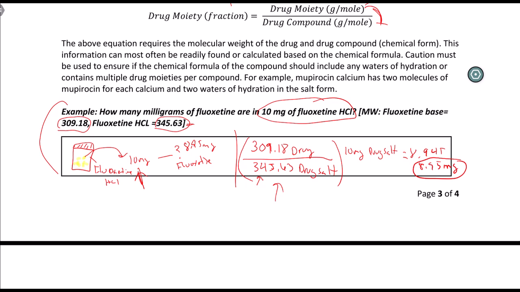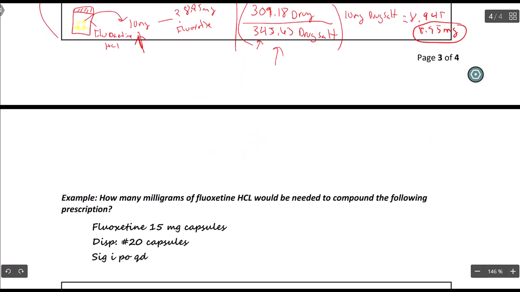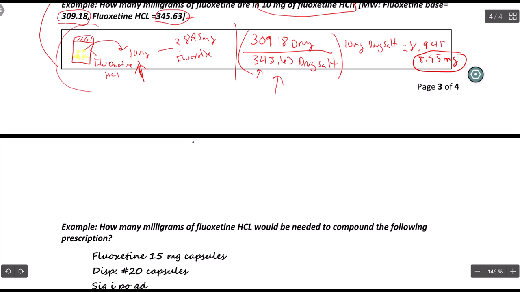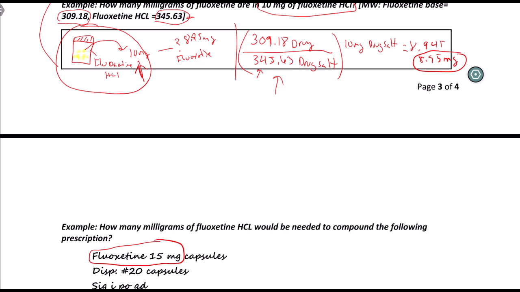Let's work in the backwards way. This one says how many milligrams of fluoxetine hydrochloride will be needed to compound the following prescription. So here is what's happening. We have the same bottle here, this same bottle of fluoxetine hydrochloride. We're going to make capsules. The capsules have to have 15 milligrams of fluoxetine, the base. So the question is, how much of this powder do I have to weigh out so that I get 15 milligrams of fluoxetine per capsule, and I want to make 20 capsules.